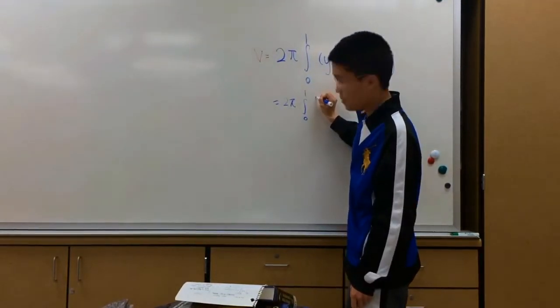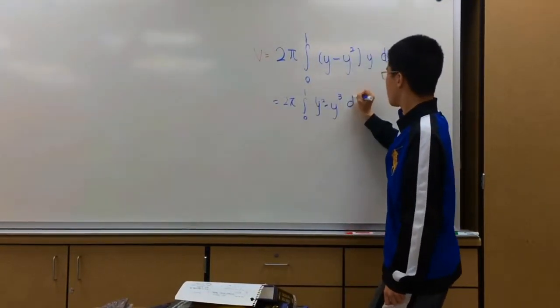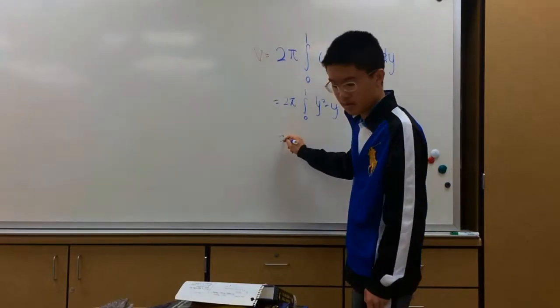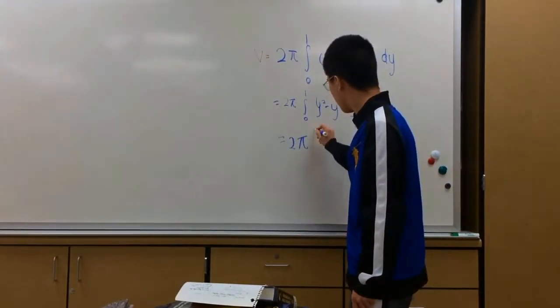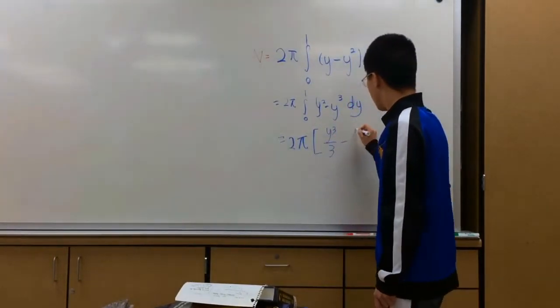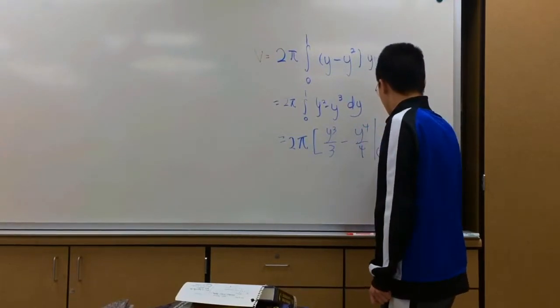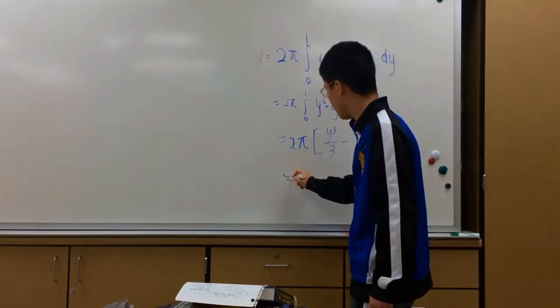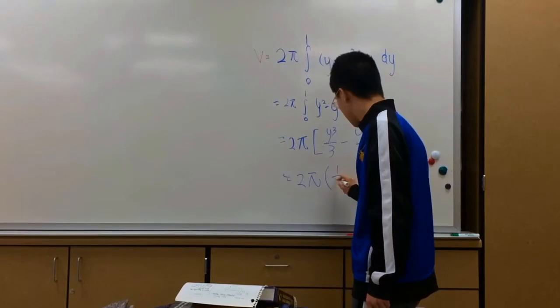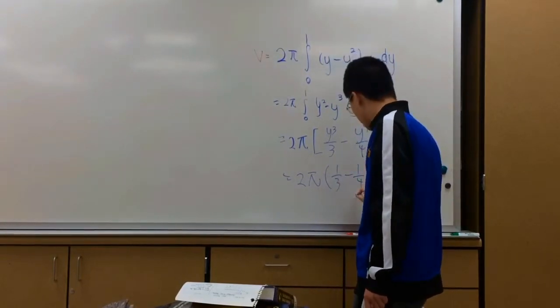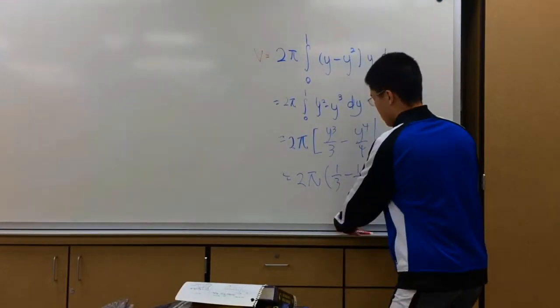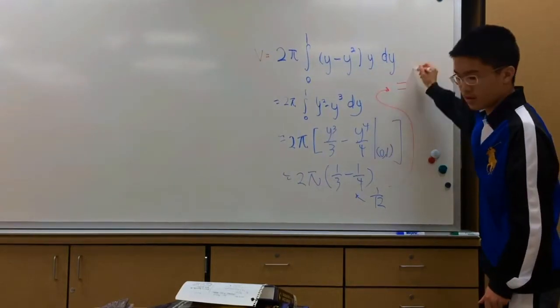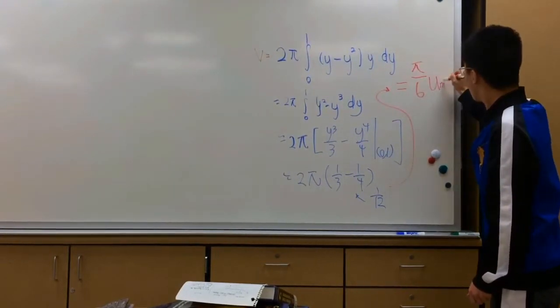First we factor in the y, so we have 2 pi times the integral from 0 to 1 of y squared minus y cubed dy. Integrate that and we get 2 pi times y cubed over 3 minus y to the 4th over 4 evaluated from 0 to 1. Evaluate that and we get 2 pi times 1/3 minus 1/4, which ends up being 2 pi times 1/12. That's the easier part, and so the whole thing ends up being pi over 6 units cubed.